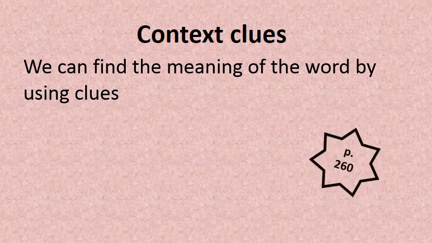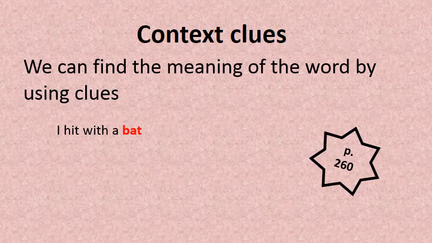Let's start. On this page 260, look at the words or the sentences that you have below. They want us to draw a line to the correct picture. Before we draw a line, let's read together so we can understand what the clues really mean. I hit with a bat. So look at the words. What do they mean by bat? They make a line under the bat so we can understand that bat is the clue.